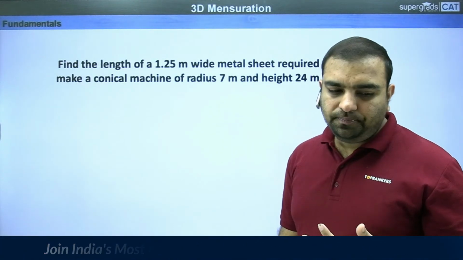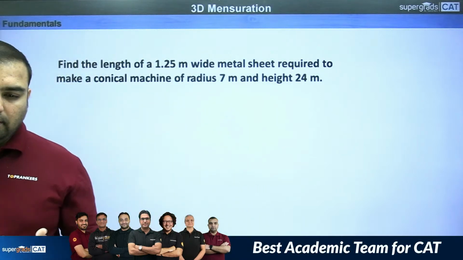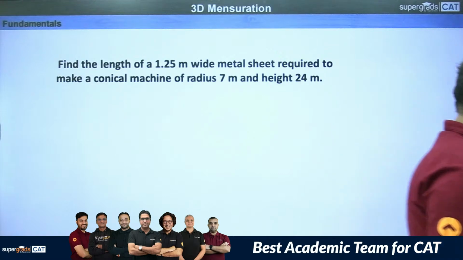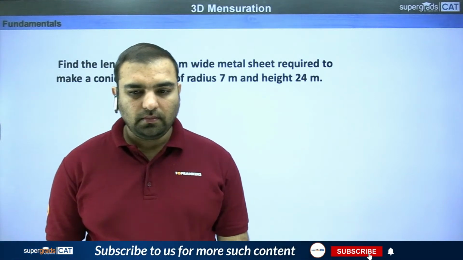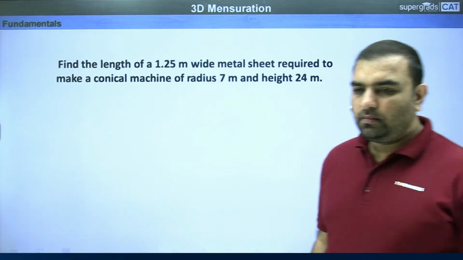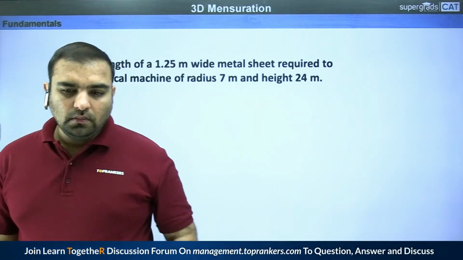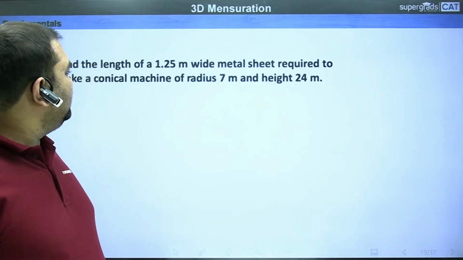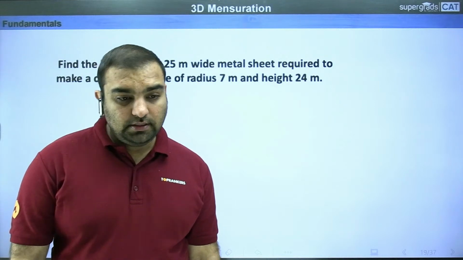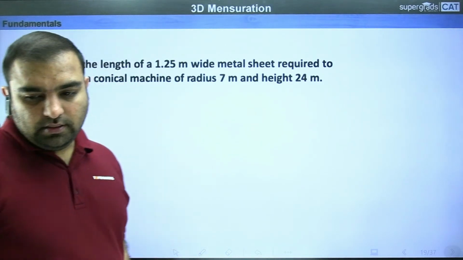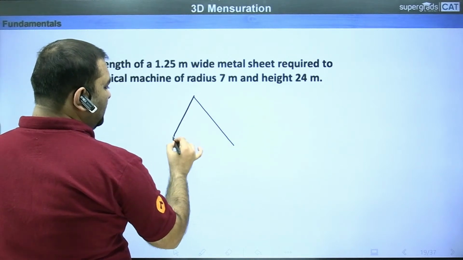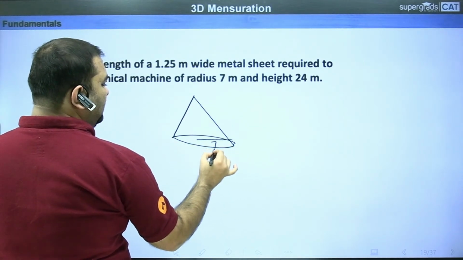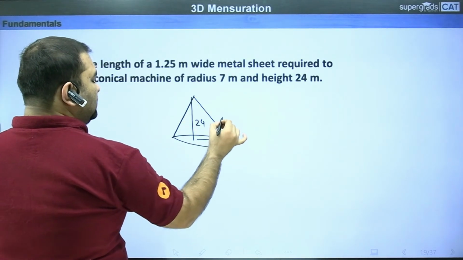कोन के ऊपर एक और अच्छा प्रॉब्लम, इंपॉर्टेंट प्रॉब्लम आप सभी के लिए. अच्छा क्वेश्चन है कि फाइंड द लेंथ ऑफ द 1.5 मीटर वाइड मेटल सीट. एक मेटल सीट है 1.25 मीटर वाइड. आप उसे कॉनिकल मशीन बनाना चाहते हो जिसकी रेडियस 7 है और हाइट 24 है. तो फिर स्लैंट हाइट कितनी होगी? 25.